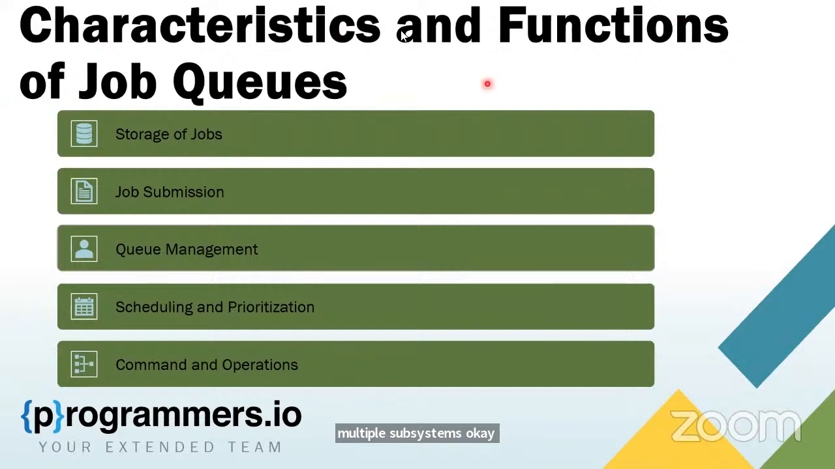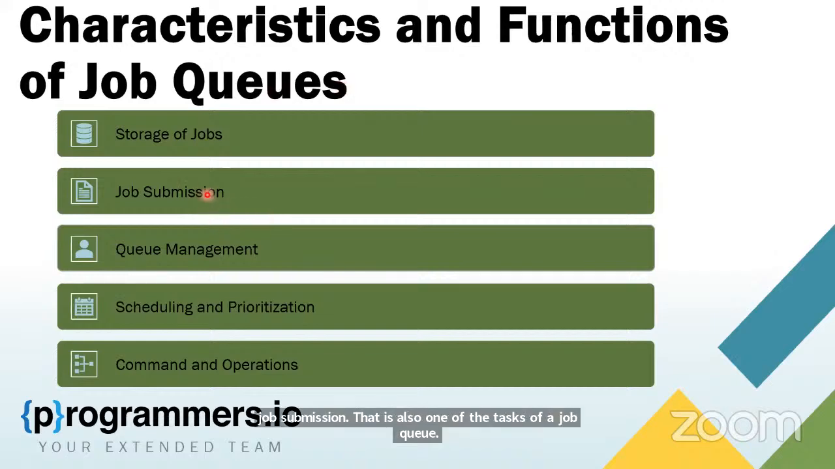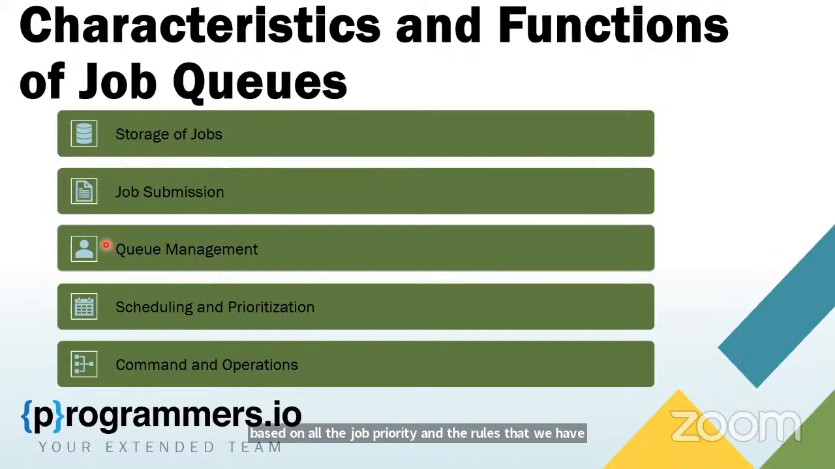So what are the main functions of a job queue? It's storage of jobs. When a job comes into the subsystem, it is stored in the job queue. Another function of a job queue is to submit those jobs. To submit means actually start executing. First, when it comes, it just resides in the job queue. It's not executing. Job submission is also one of the tasks of a job queue. The queue will decide when this job has to start running based on the job priority and the rules that we have specified for that job queue. Queue management.